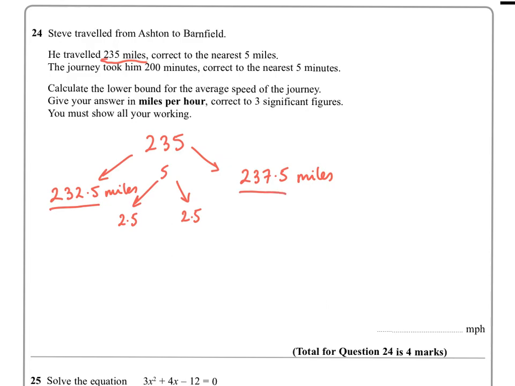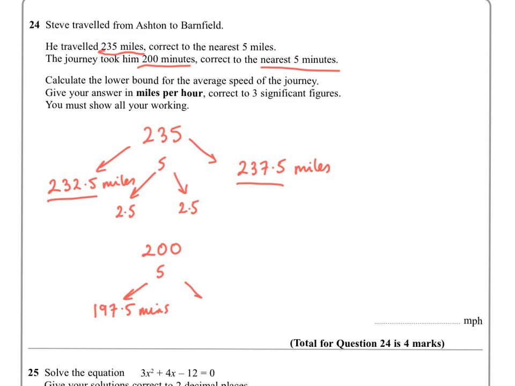If you look at the journey time, 200 minutes, correct to the nearest 5 minutes, again, you take the 200, you take what it's rounded to the nearest 5, and you take 2.5, so that will be 197.5 minutes. And you add 2.5, which would give you 202.5 minutes. And I'll write underneath lower bound, upper bound, lower bound, upper bound.